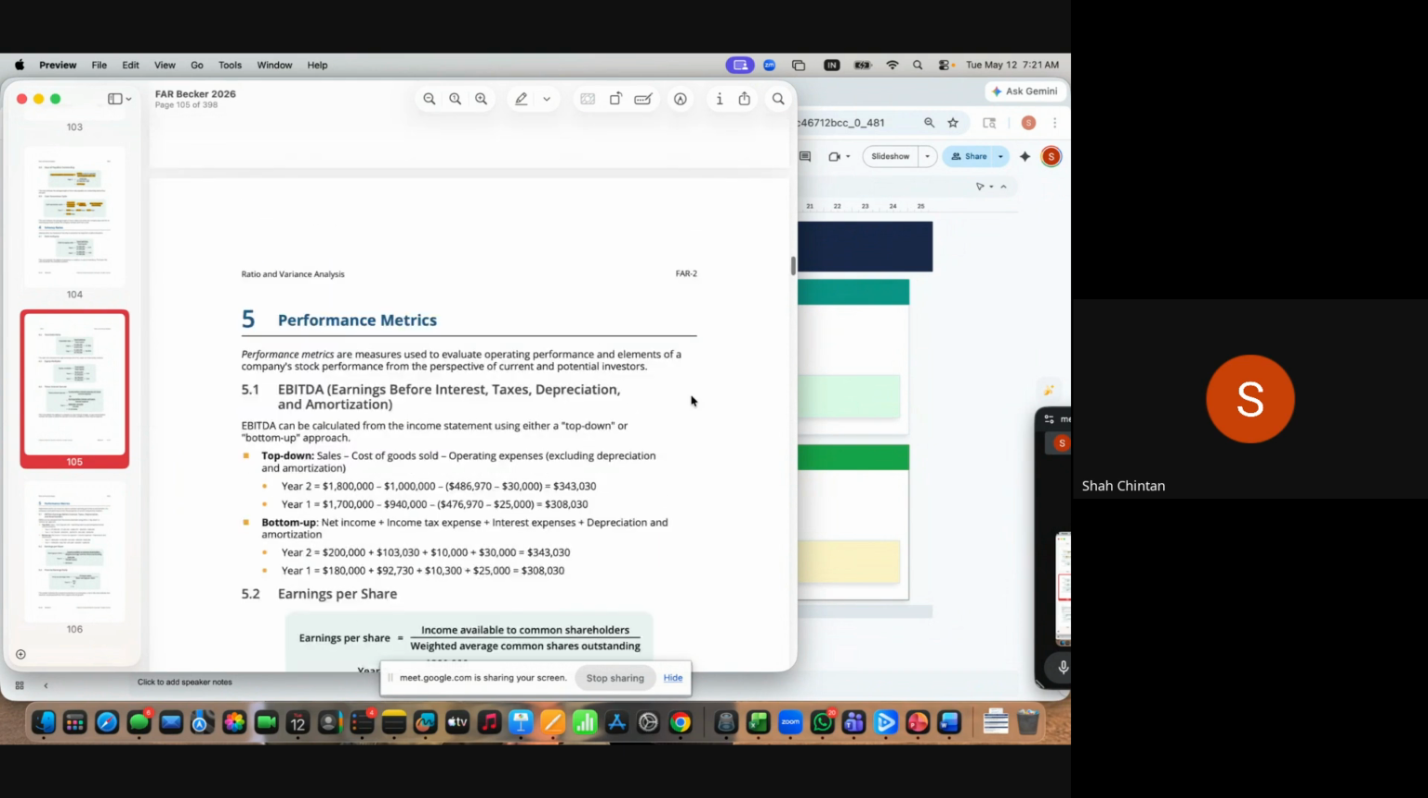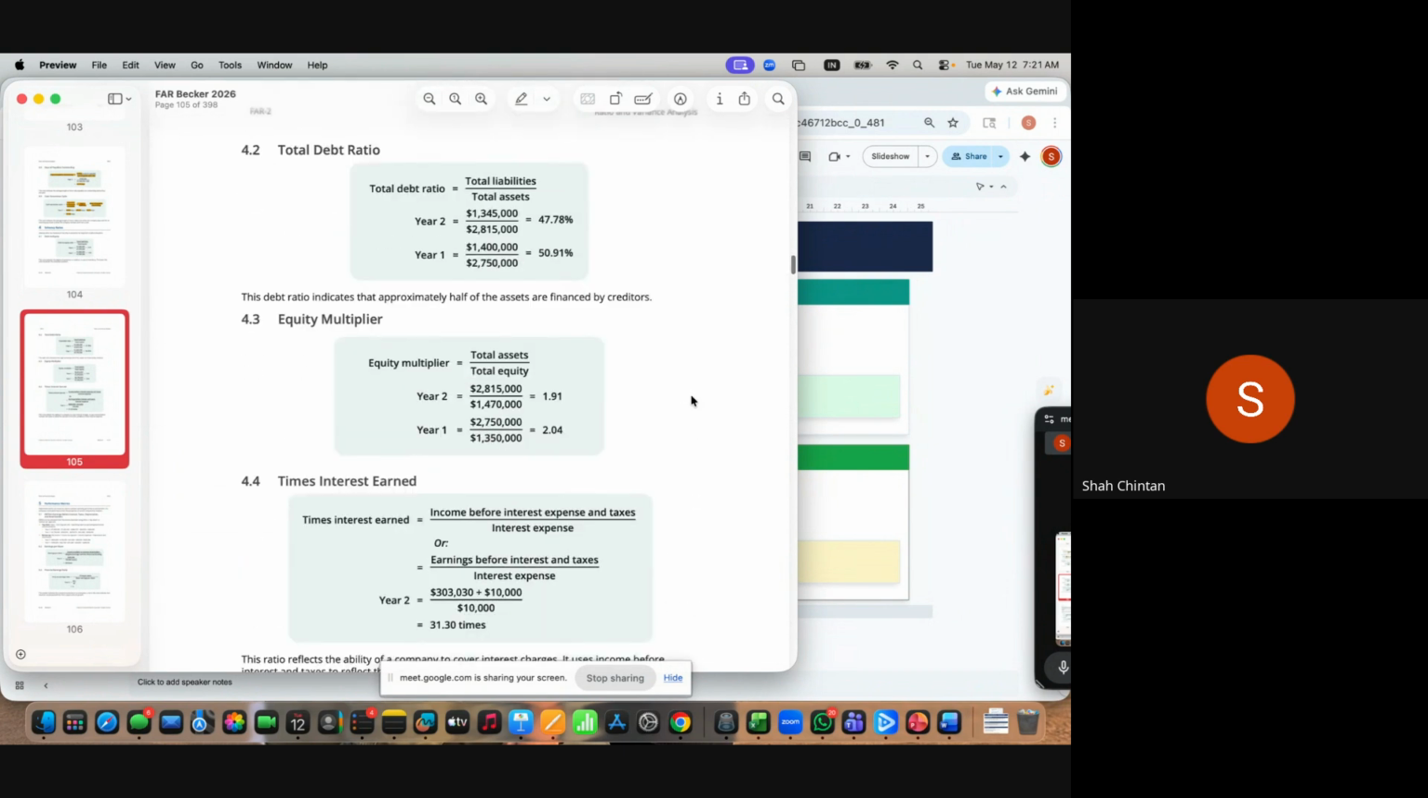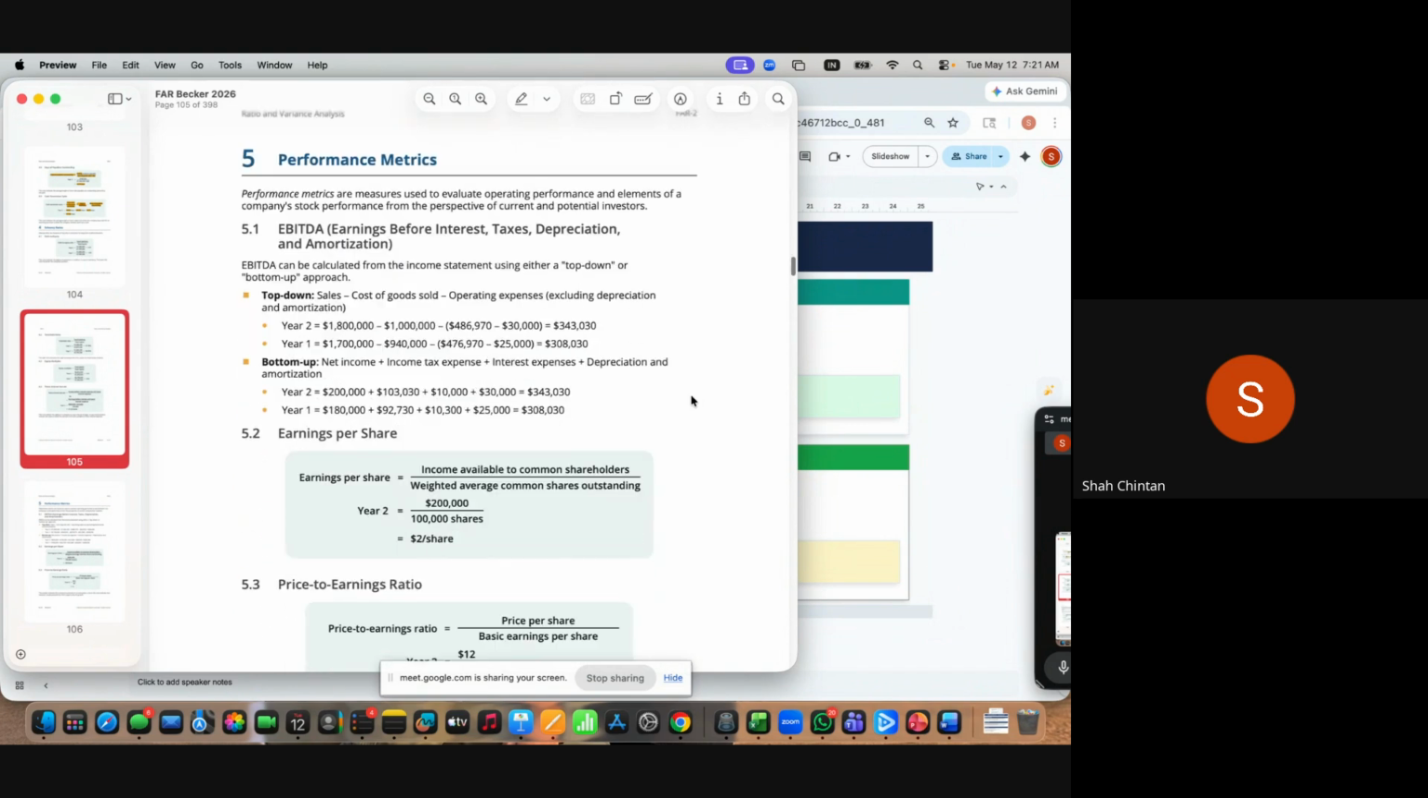EBIT, we just saw, earnings before interest and taxes, which is your operating margin. Another one they generally use is EBITDA. So when they say it's EBIT, it's earnings before interest and taxes only. But if they say EBITDA, then it's earnings before interest, taxes, depreciation, and amortization. So this is again a parameter a lot of companies use from the performance perspective.